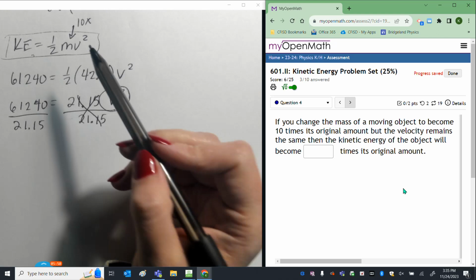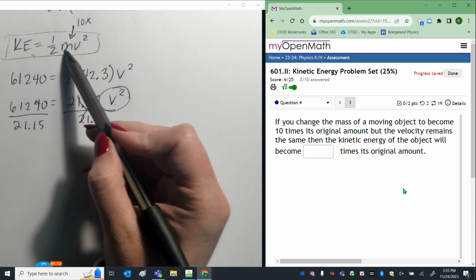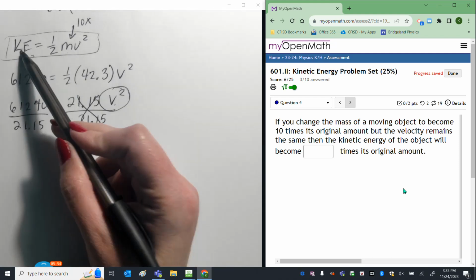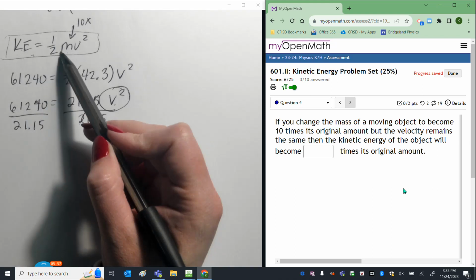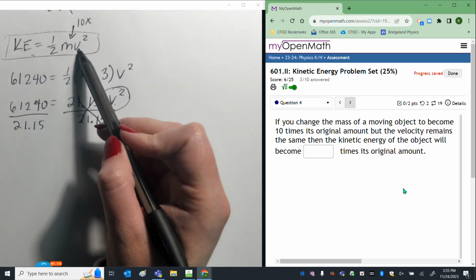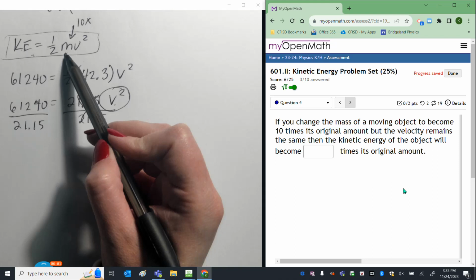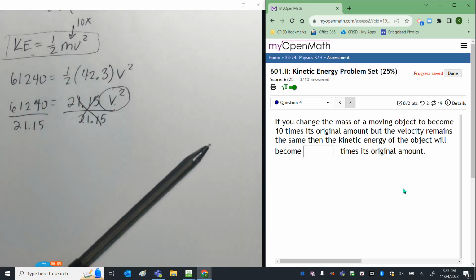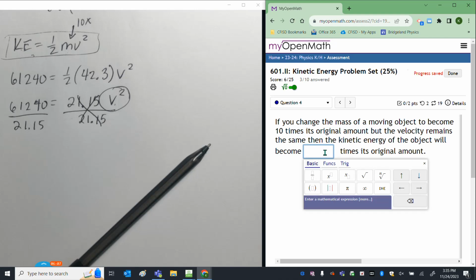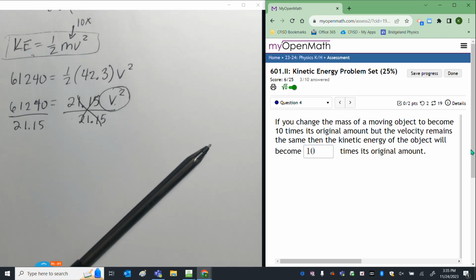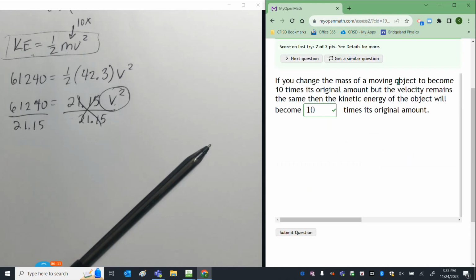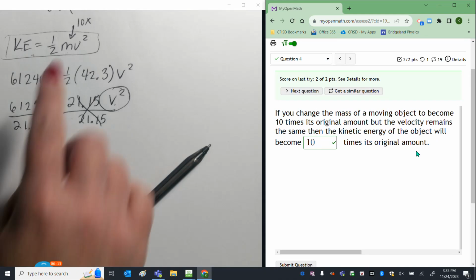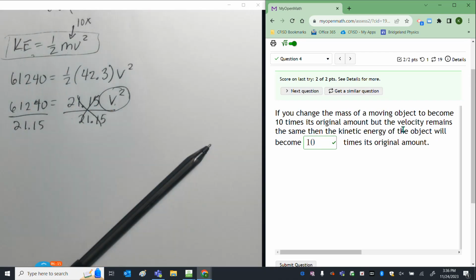But this number, if it gets bigger, this gets bigger, and it does so with a directly proportional relationship. This one's not being squared. This one is squared. So if this is 10 times bigger, you're going to get 10 times the energy over there. But again, if you're not sure, plug in some fake numbers and see what factor it changes by. But I can tell you right now, mass and kinetic energy have a directly proportional relationship.